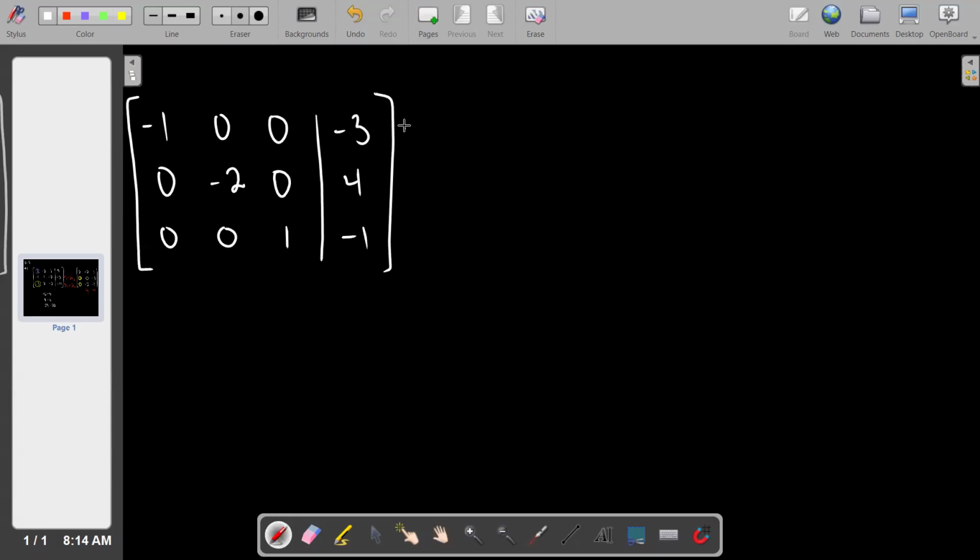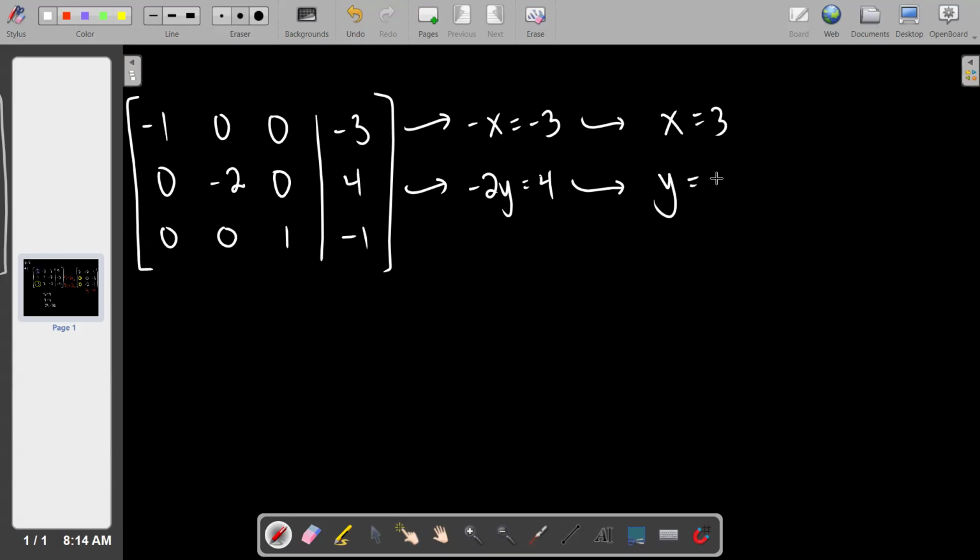So this top row states that the negative of x is equal to the negative of 3, which implies then that x must equal 3. Done. The second row states that negative 2y's must equal positive 4. What's y? Right. And then this third row states, well, it's done. It just states that z equals negative 1. Right. So our final answer is 3, negative 2, negative 1.